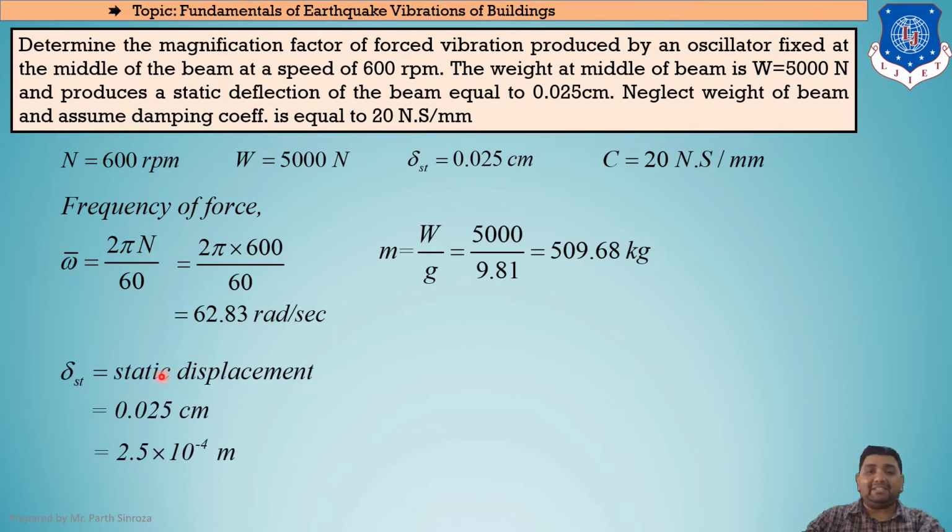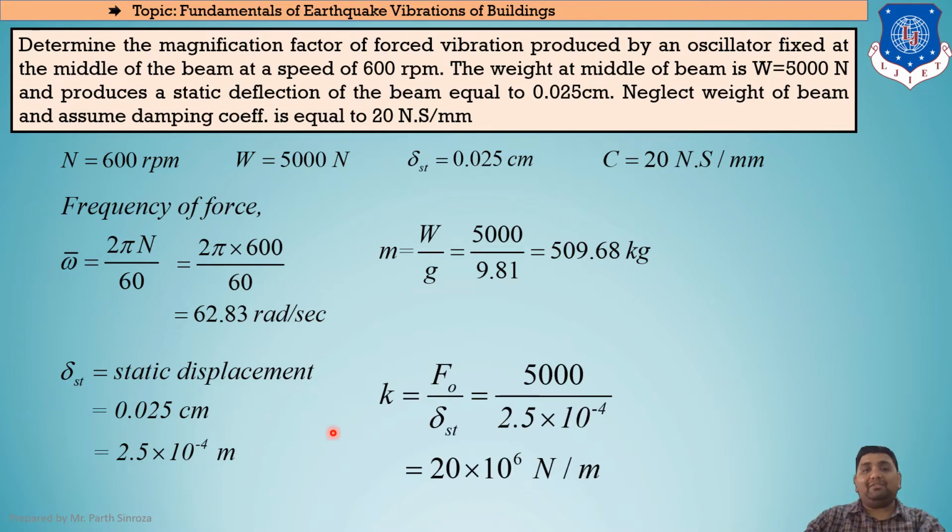After finding the mass, we will be calculating the value of our static displacement. So static displacement, that is delta st, is given in the question to be 0.025 centimeter. Converting it into meter, the answer comes out to be 2.5 into 10 raised to minus 4 meter. Now we will be finding the value of k.